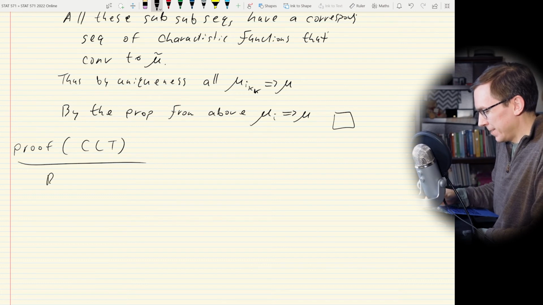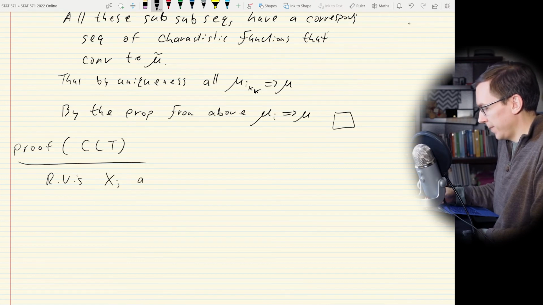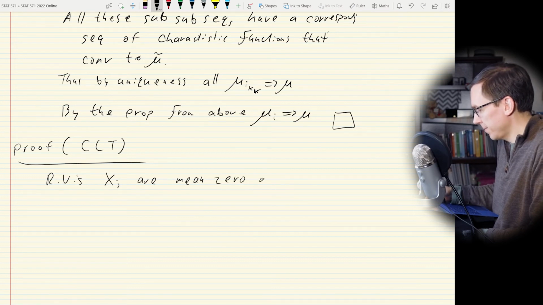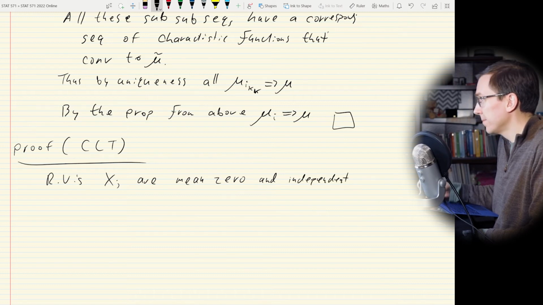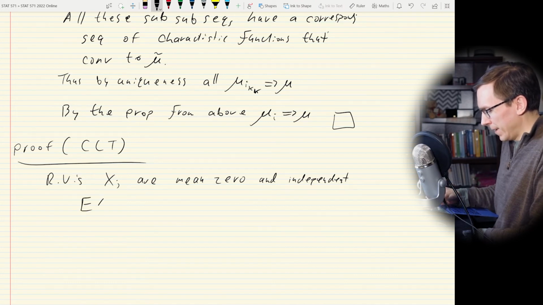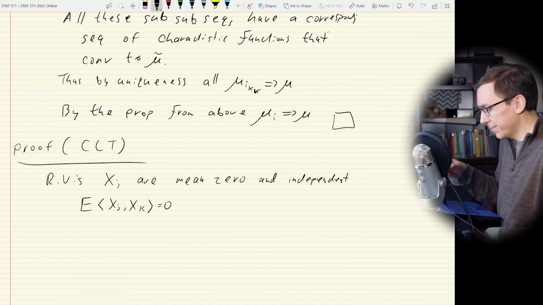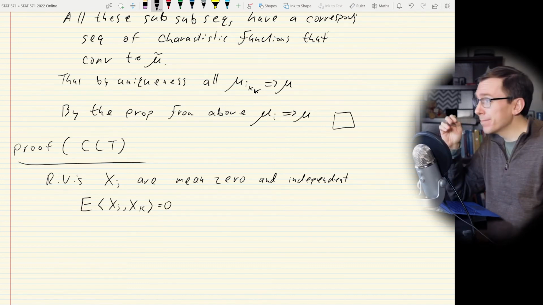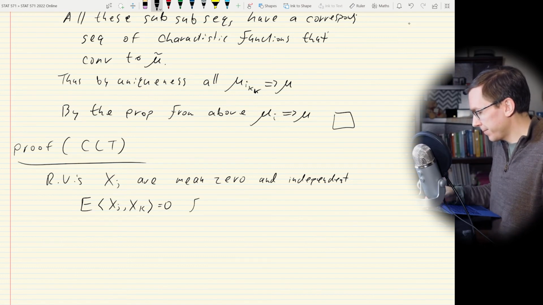So the random variables X_j are mean 0 and independent. Therefore, the expected value of the inner product X_j X_k is going to be 0, for j not equal to k.